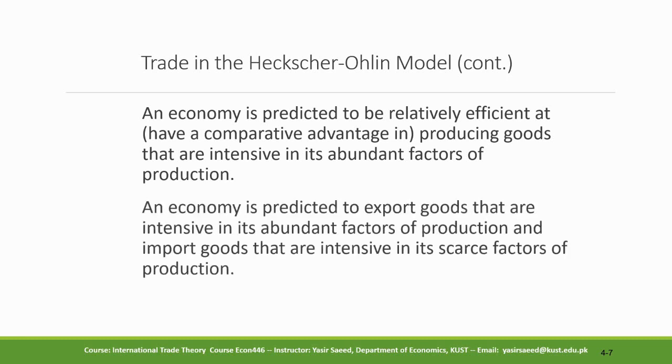Then an economy is predicted to export goods that are intensive in its abundant factors of production. Likewise, if it has abundant resources of certain factors, it will produce goods that are intensive in them, and then an economy is predicted to export those goods as compared to the other goods. This proposition is called the Heckscher-Ohlin theorem. So the Heckscher-Ohlin theorem is all about factor abundance.